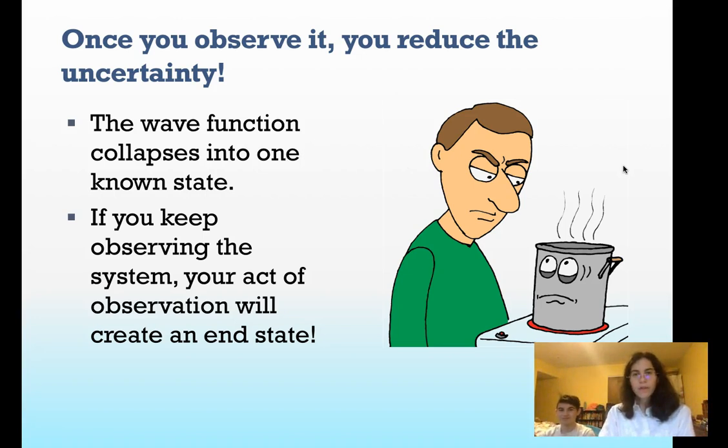Once you observe the system, you reduce the Heisenberg uncertainty. The wave function collapses into one known state. The electron either is there or it isn't. If you keep observing the system, your act of observation will create an end state.